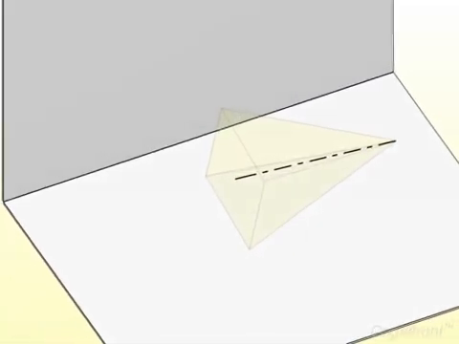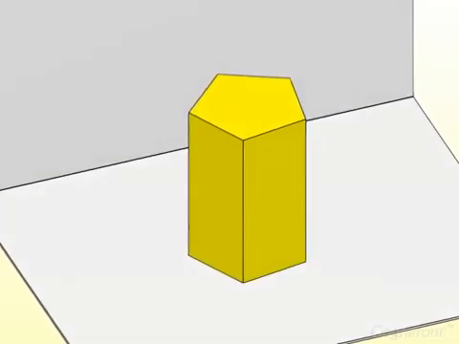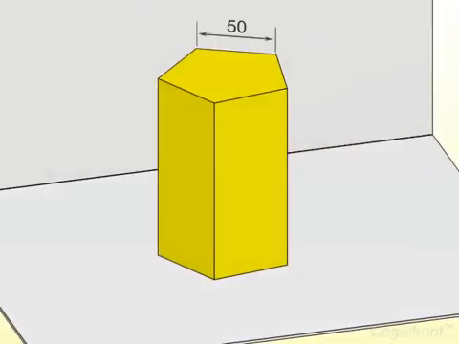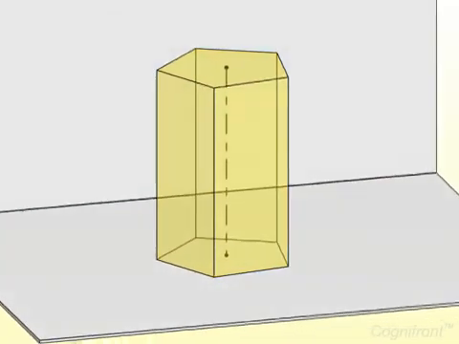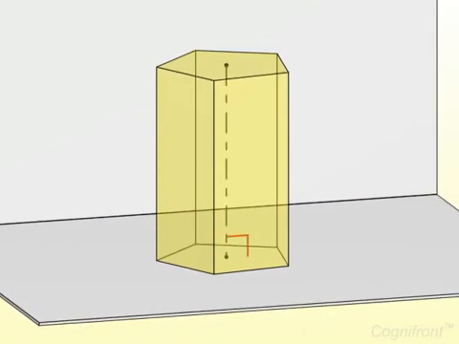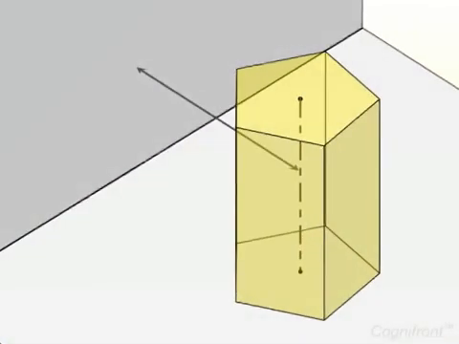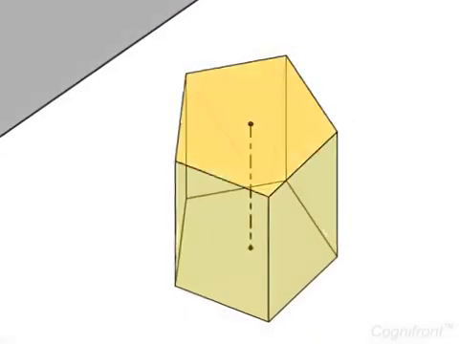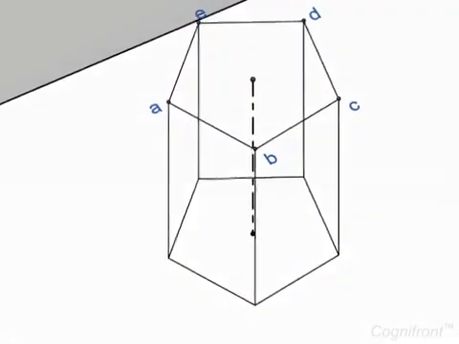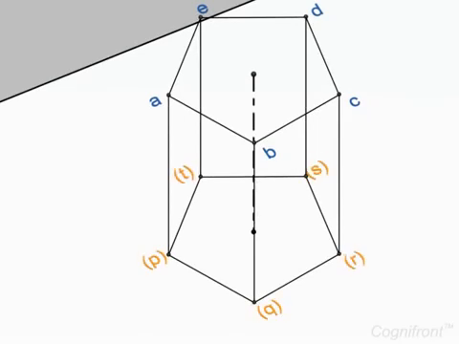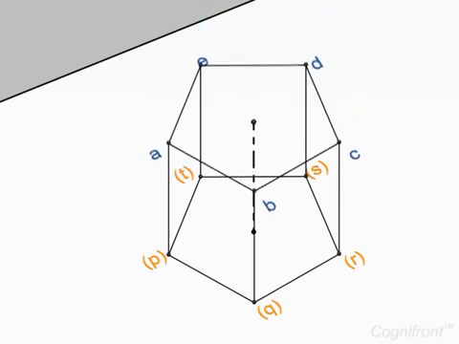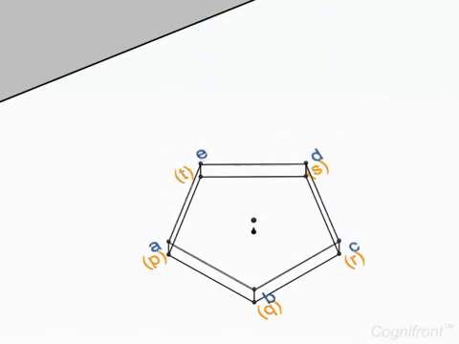First, we'll illustrate the case where a regular pentagonal prism of side 50 mm and height 120 mm is resting on HP with its axis perpendicular to HP and parallel to VP. It has two faces A, B, C, D, E and P, Q, R, S, T. Here, its top view will appear as a regular pentagon on HP.